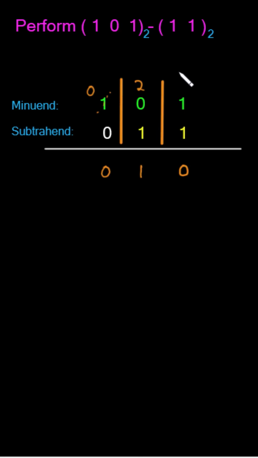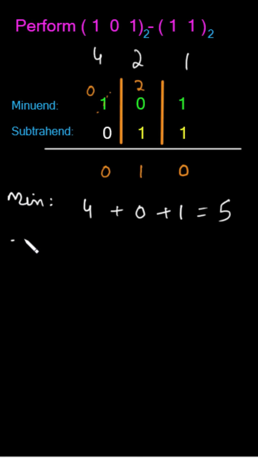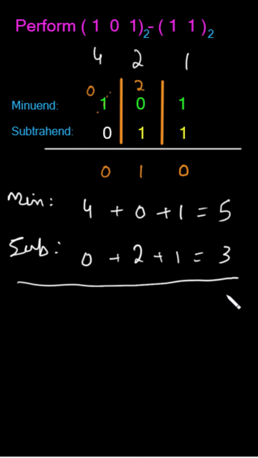Now let's verify. This column has a weight of 1, 2, and 4. Now this Minuend 1 times 4 will be equal to 4, plus 0 times 2 will be equal to 0, plus 1 times 1 will be equal to 1, that's equal to 5. Now this Subtrahend 0 times 4 will be equal to 0, plus 1 times 2 will be equal to 2, plus 1 times 1 will be equal to 1, that's equal to 3. Now when 3 is subtracted from 5, it will give us 2. So 0 times 4 will give us 0, plus 1 times 2 will give us 2, plus 0 times 1 will give us 0. So that's also equal to 2. So our process is correct.